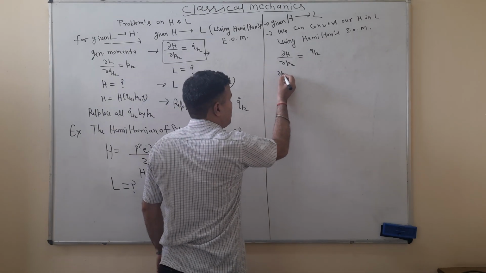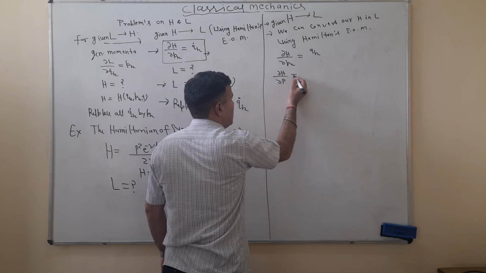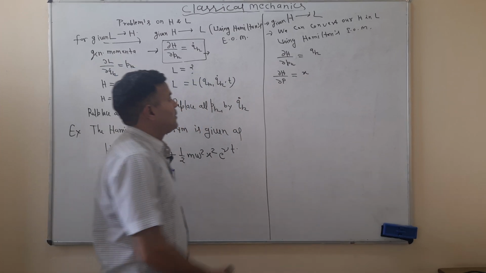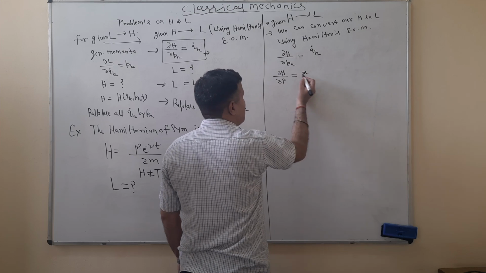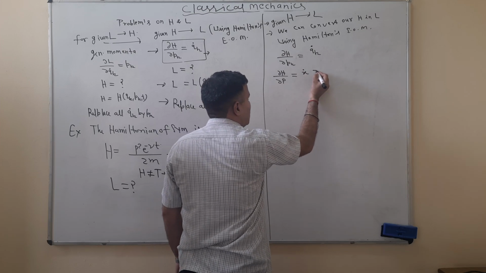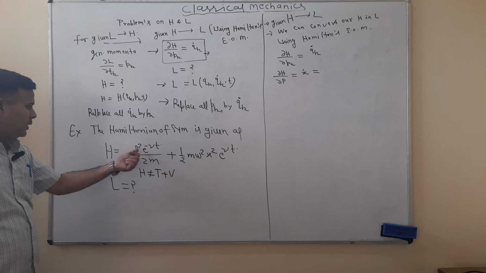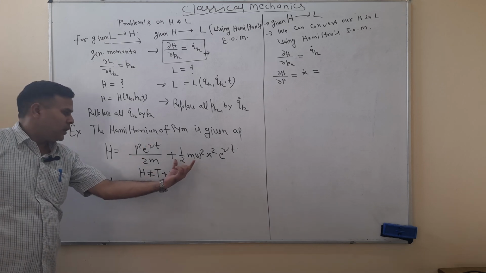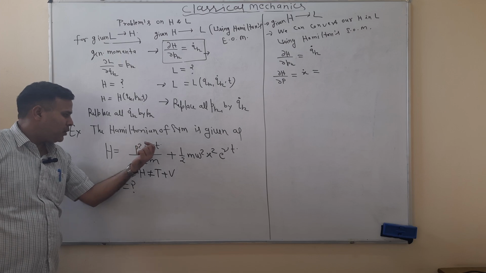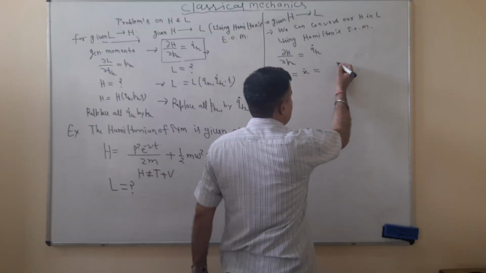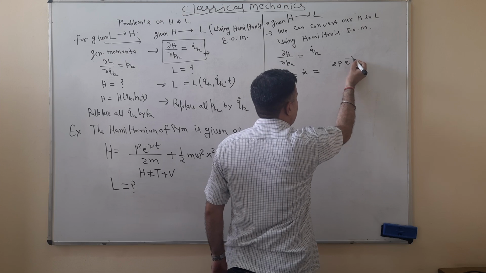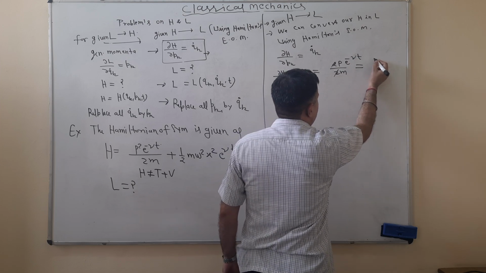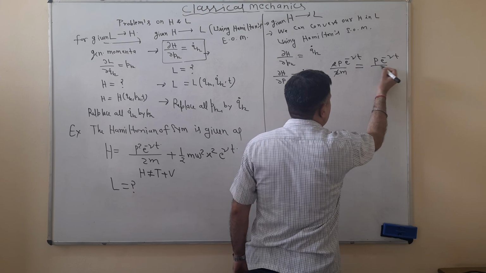So what is our ∂H/∂p, which is ẋ? ∂H/∂p_k is q̇_k, which is ẋ. So what is our ∂H/∂p? Twice of p e to the power of this expression, and this will be 0. So we have twice of p e to the power minus twice of p e to the power minus νt by 2m. So this will cancel out, and we have p e to the power minus νt by m.